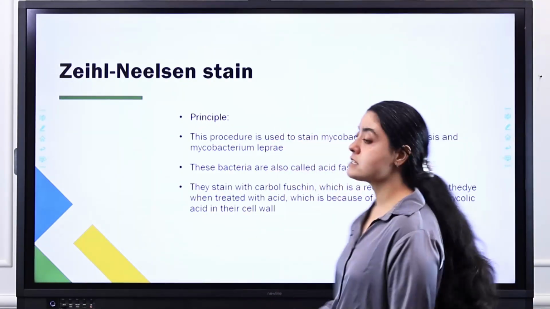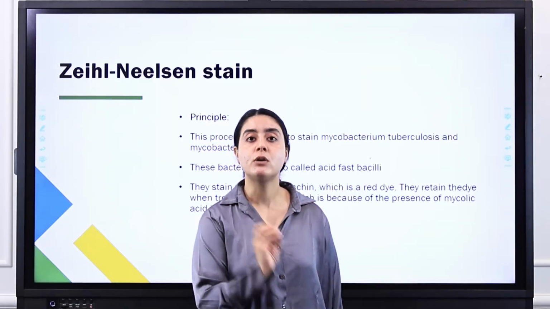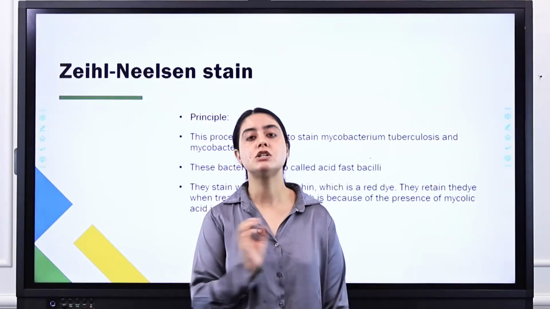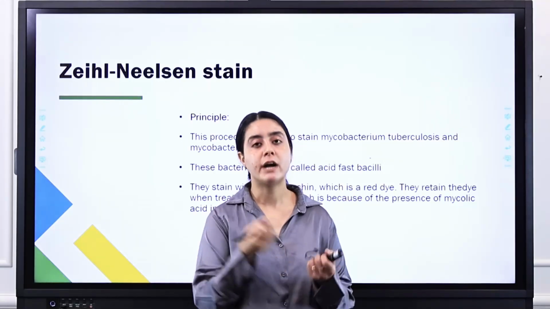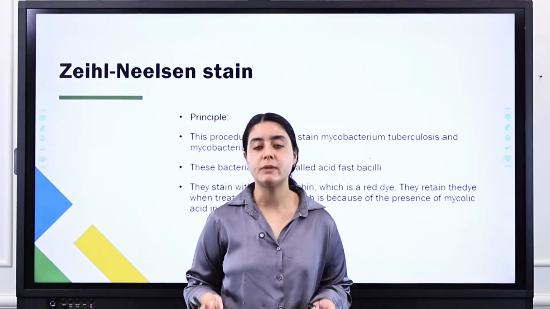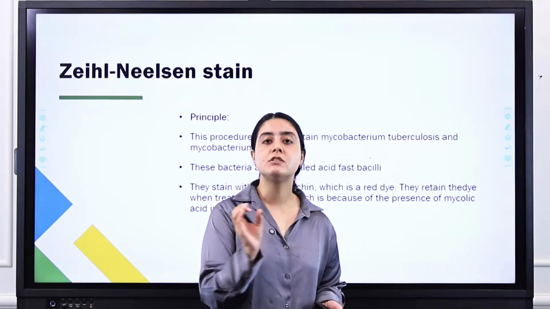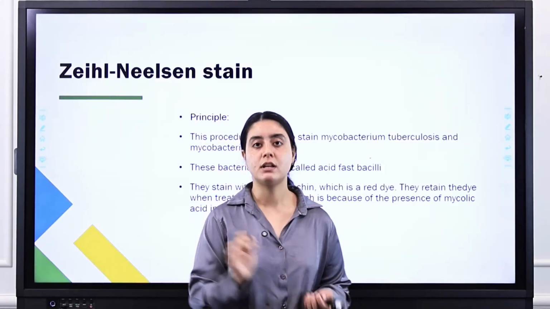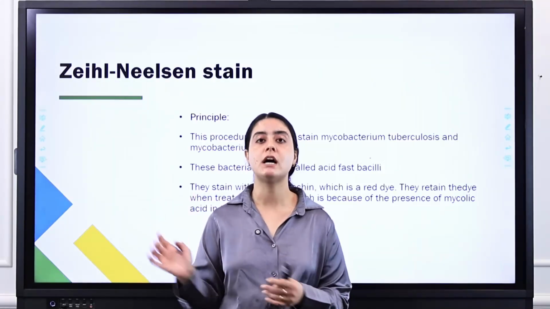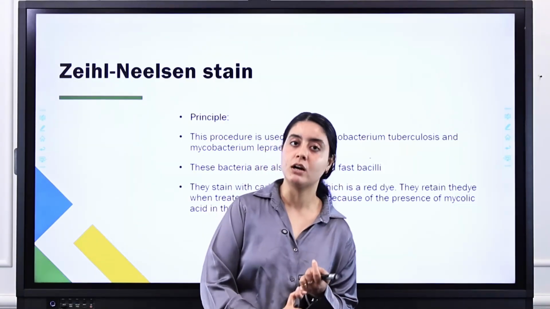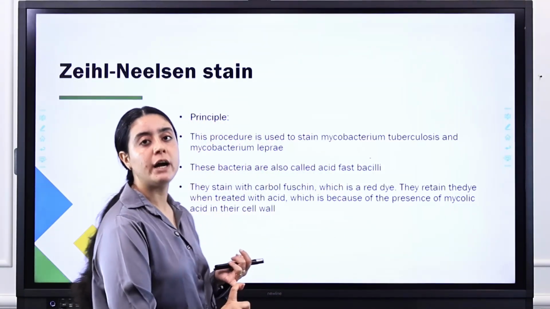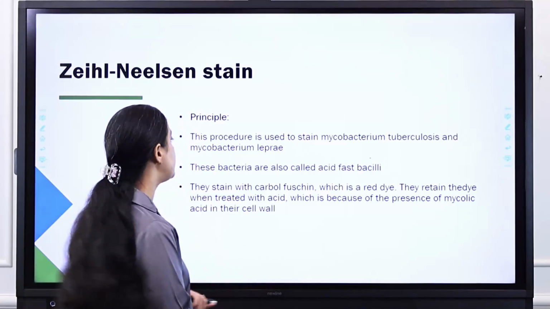Ziehl-Neelsen stain is basically used for the bacterium Mycobacterium tuberculosis, and it is used for the diagnosis of acid fast bacteria. Why is it known as acid fast bacterium? Because of the presence of mycolic acid in their cell walls. Mycobacterium tuberculosis has mycolic acid in its cell wall. That's why it is known as acid fast bacteria. So Ziehl-Neelsen stain is used to identify the acid fastness of the bacteria.